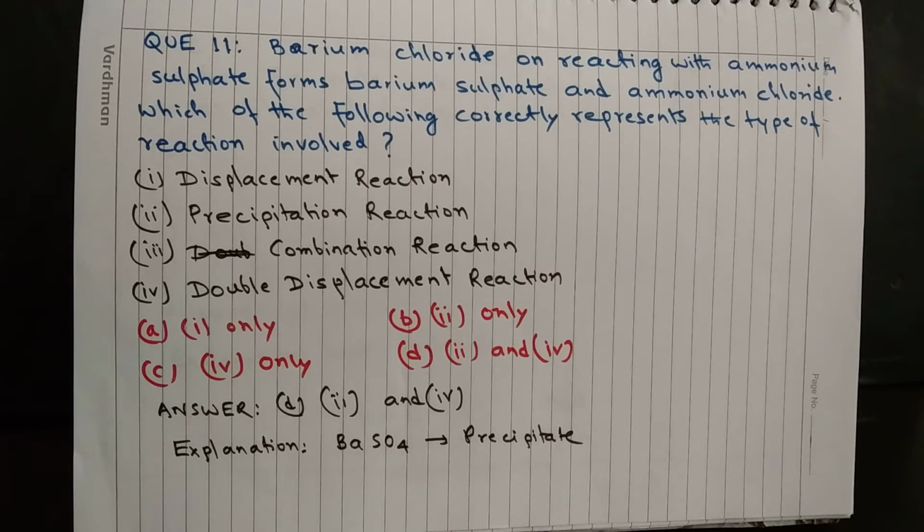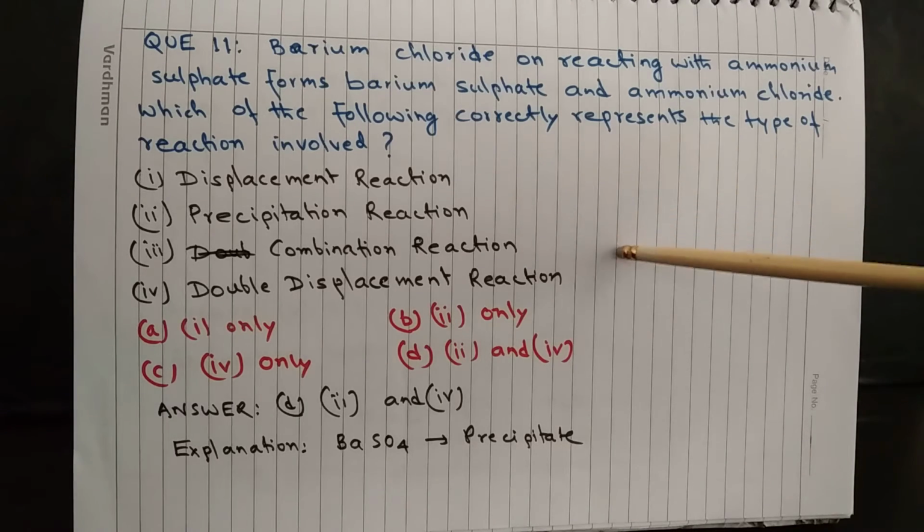In one of the previous questions you have read that, for example, when barium chloride and sodium sulfate react, a double displacement reaction takes place. Similarly, when barium chloride reacts with ammonium sulfate, a double displacement reaction takes place. Barium displaces ammonium and makes barium sulfate, and ammonium sulfate displaces barium from barium chloride to make ammonium chloride. So this is a double displacement reaction.